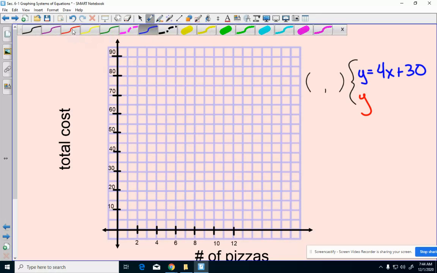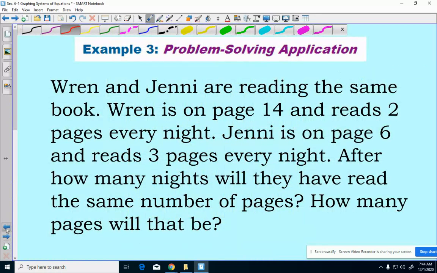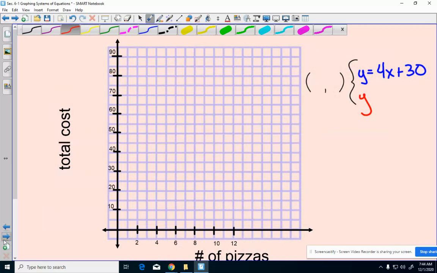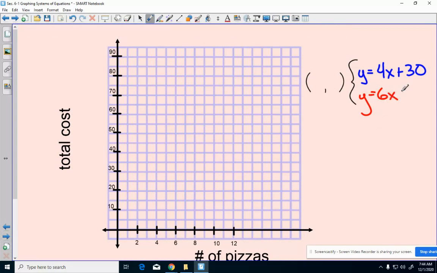Okay, now the other one, let's go this way. Sorry, the other one was a $20 membership and you get all the pizzas for $6. So $6 is that repeatable piece. So here my slope is 6. Okay, so now we need to graph these.